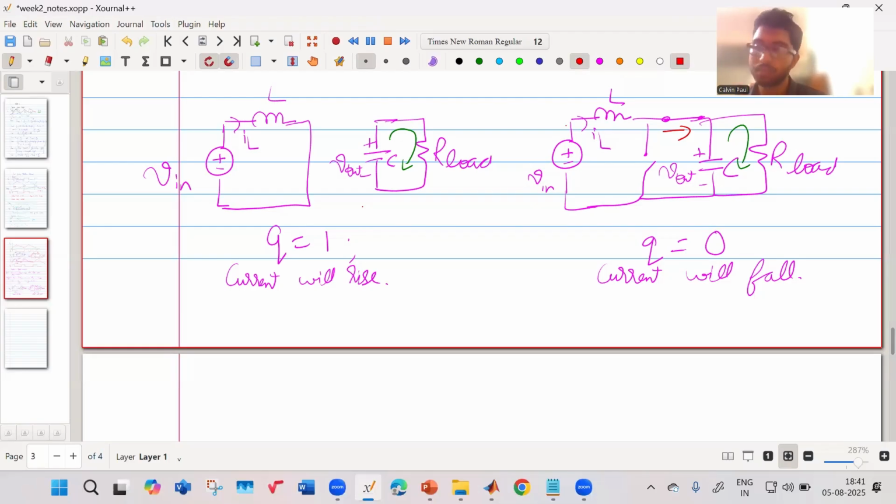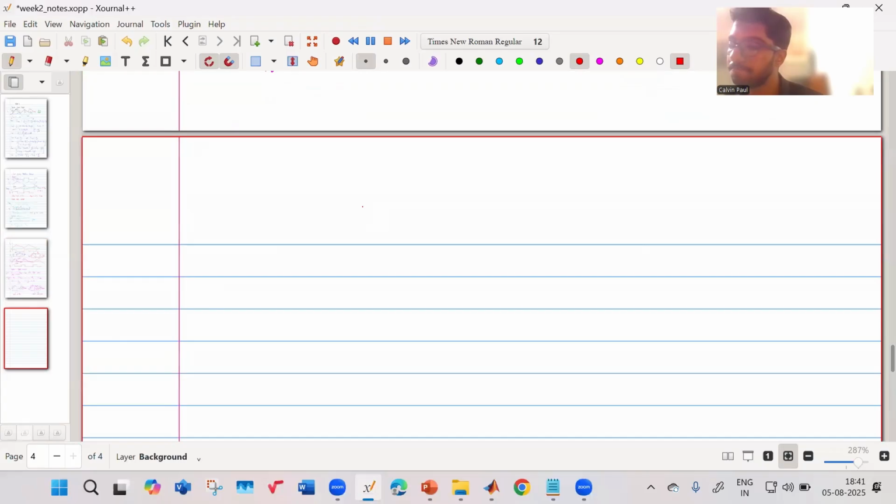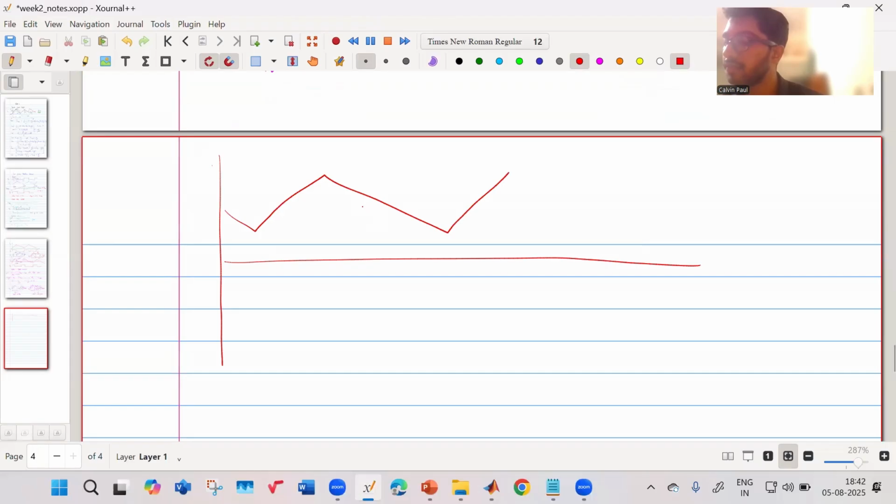So this is for the boost converter. If you will see, let us say this is your IL, this is your Q, okay?